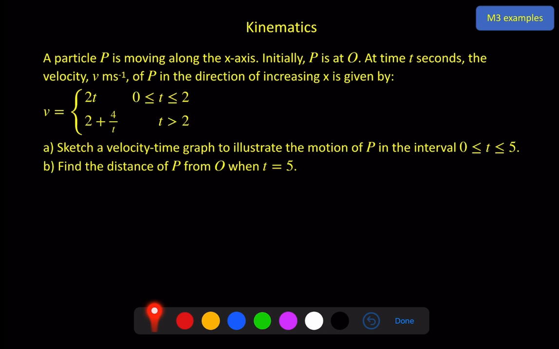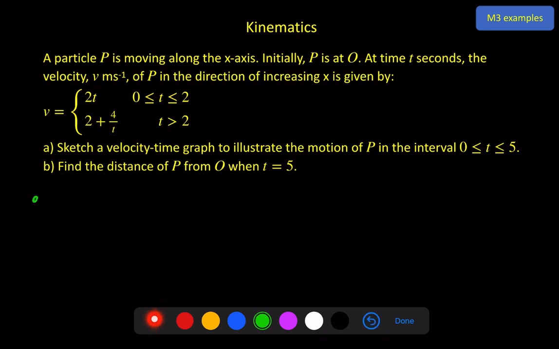Now this is two functions. We've got 2t from the time 0 to 2, and then after 2 seconds it changes to 2 plus 4 over t. So we've got two functions, and our critical time is t equals 2. That's when we change from this one over to this one. Sketch a velocity time graph to illustrate the motion of P in the interval 0 to 5.